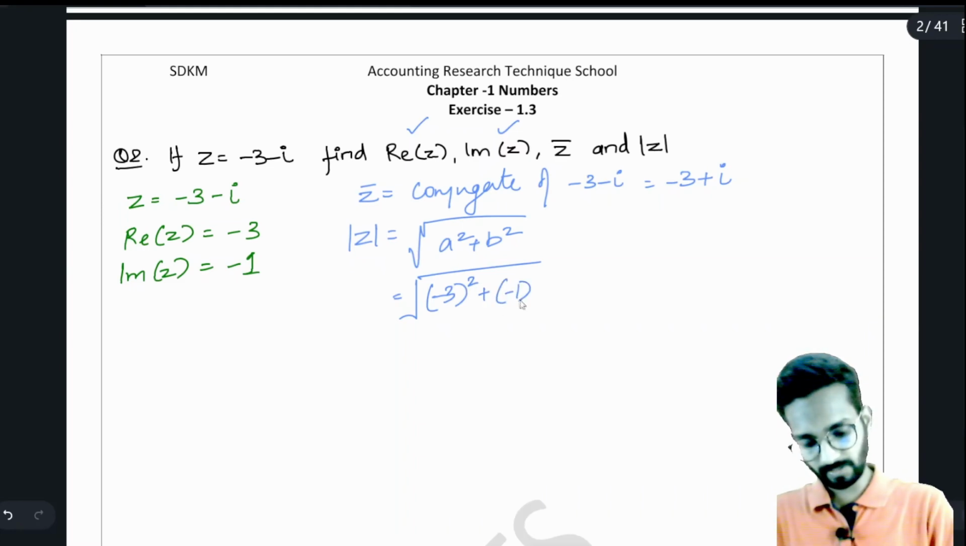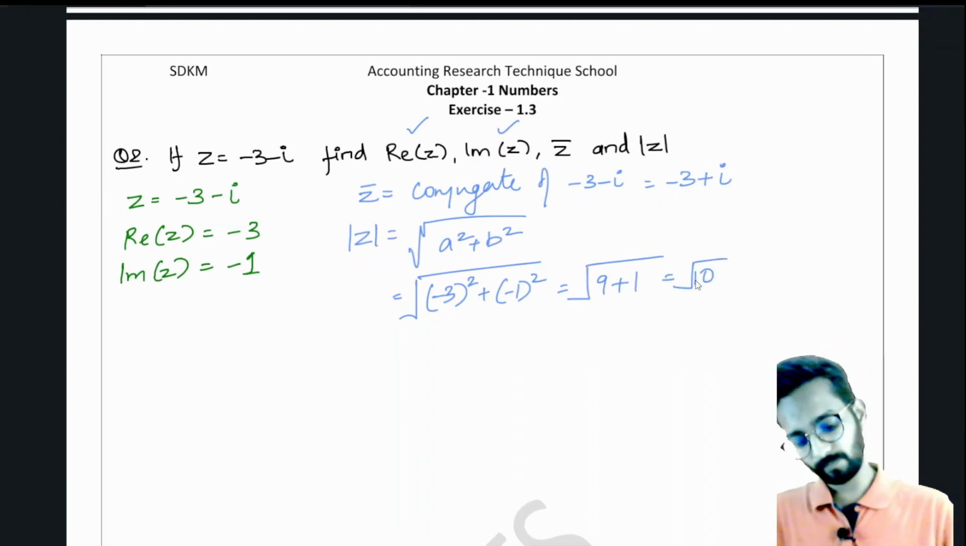b square is negative 1 square. It will become 3 square is 9 plus 1. Therefore, root of 10. Very simple. Now, moving further to the next question.